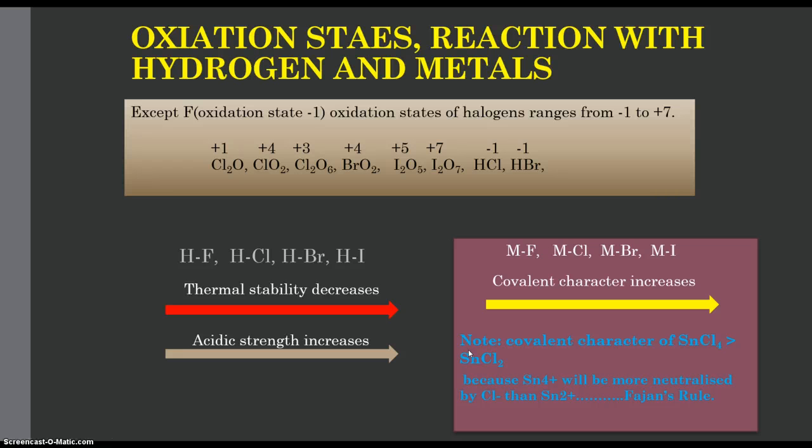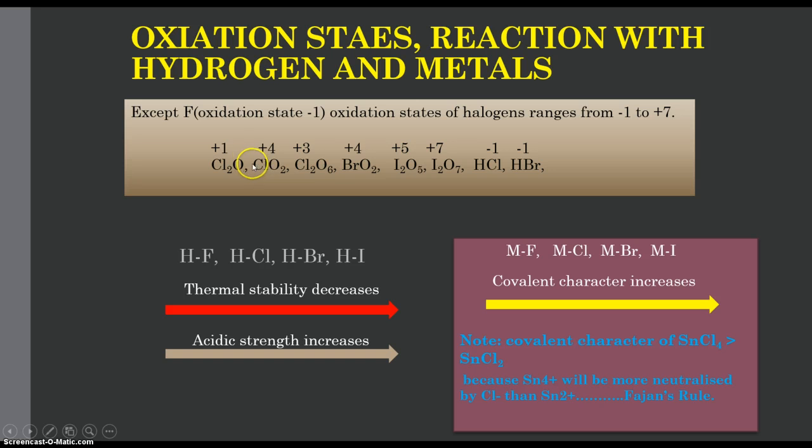Now let's move on to the next topic, that is oxidation state, reaction with hydrogen and metals. So what are the oxidation states possible for these halogen atoms? Halogen atoms generally possess oxidation states from -1 to +7, where the -1 oxidation state is only shown by fluorine. Fluorine is the most electronegative element in the periodic table, and that's why it has only one oxidation state, that is -1. But for the rest, chlorine, bromine, iodine, the oxidation state ranges from -1 to +7.